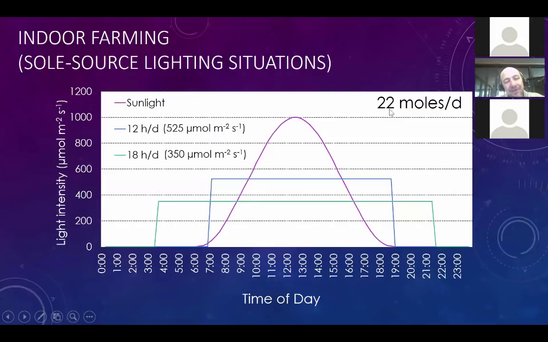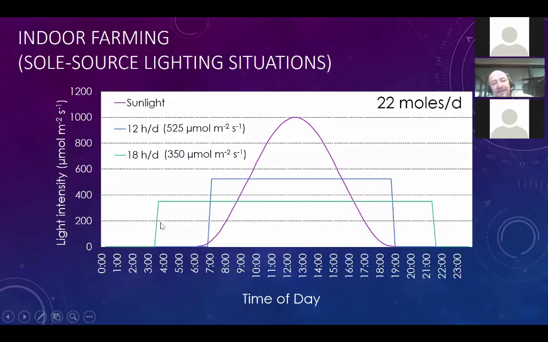If we are trying to simulate a day with 22 moles per day in a sole source lighting situation where there's no sunlight, only artificial lights, and we have the lights on for 12 hours, we have to deliver a light intensity of 525 micromole. So that is the blue line here. That means we turn the lamps on at 7, we deliver 525 all day long, we turn them off at 7 p.m. 12 hours with 525 micromole. That area under that curve is also 22 moles per day.